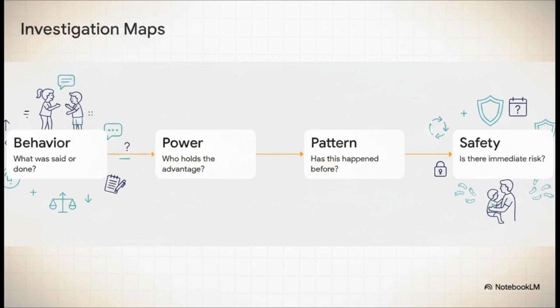First up is the behavior map. What exactly happened? Just the facts, no labels. Second, the power map. Who actually holds the advantage here? Third is the pattern map. Is this a one-off or is it a reoccurring thing? And fourth, the safety map. How is this impacting your child's immediate physical and emotional safety right now?